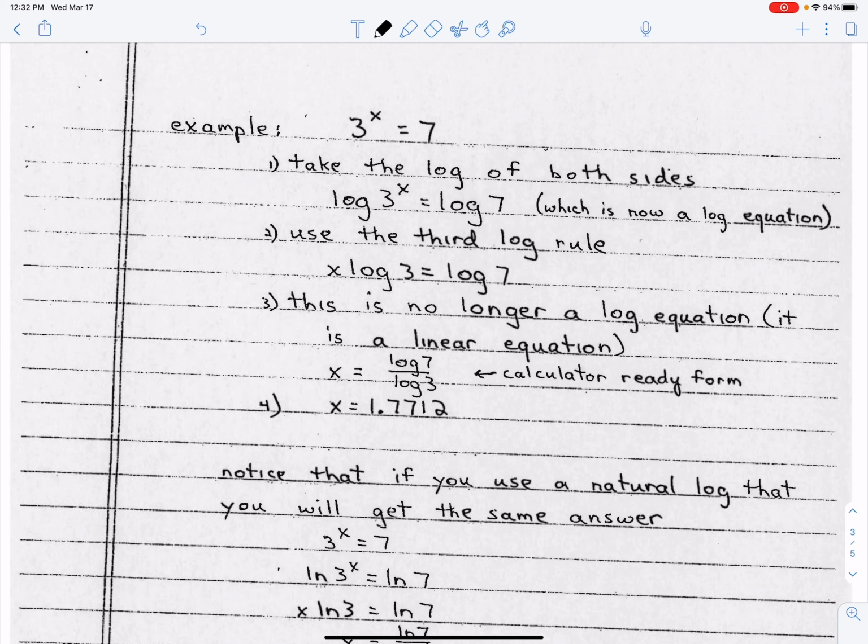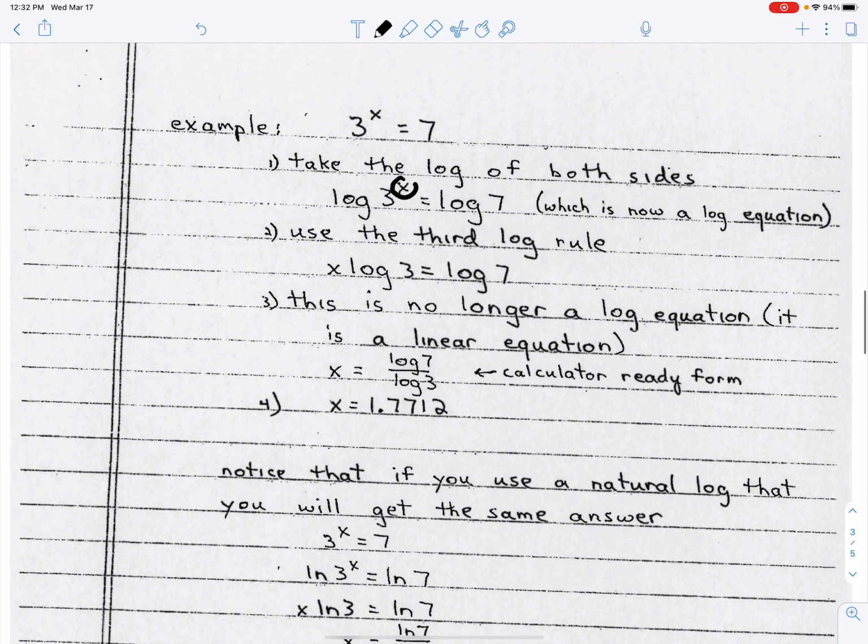So we can use the third log rule, because the variable's in a quantity that we're taking the log of. So we use the third log rule, and we take this variable and put it in front, okay? Giving us step 2. All right, now this is no longer a log equation because I've taken the variable outside of the log. What is it? It's a linear equation. So if you had x times a number equals another number, you would divide by that. So we're going to divide both sides by this thing.